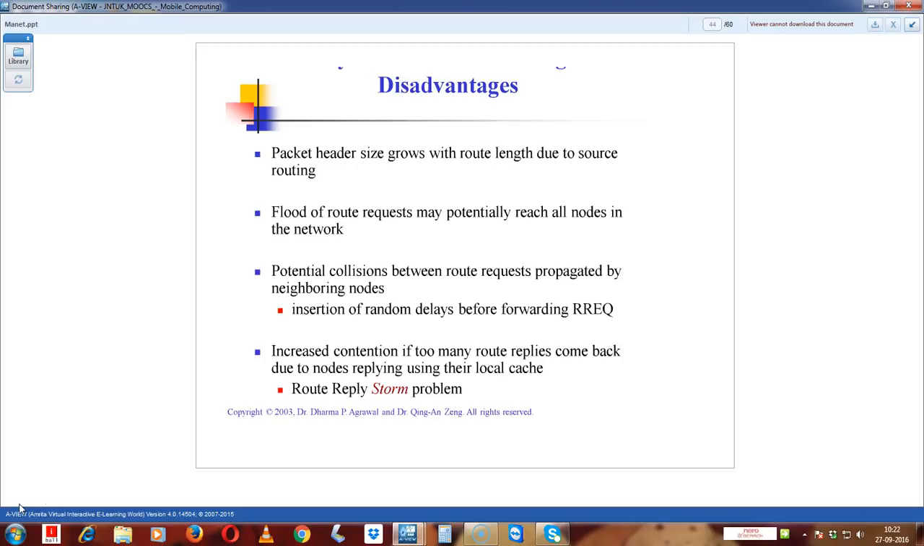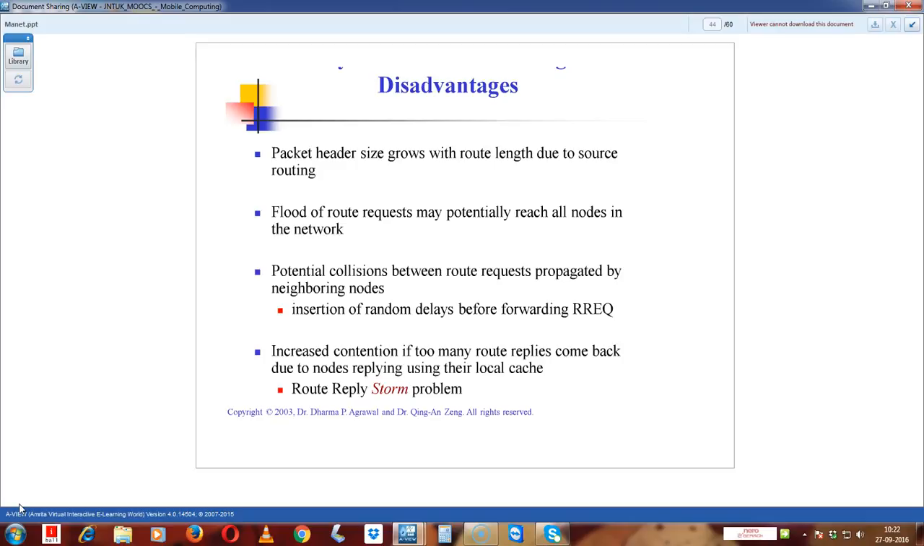Okay. So a flood of route requests may potentially reach all nodes in the network. That's what flooding means. You have broadcasting packets from so many nodes. Together they're coming to some intermediate nodes, and then it's difficult for that intermediate node to determine which route to figure out. So flooding of route requests may potentially reach all nodes in the network. That will actually create a problem in route discovery.